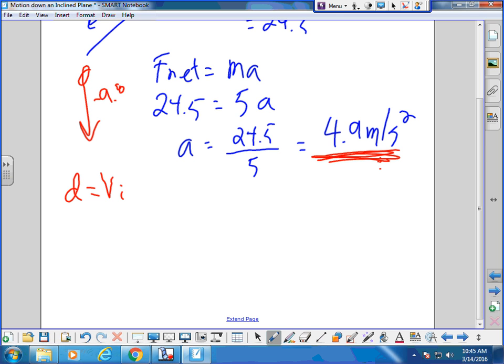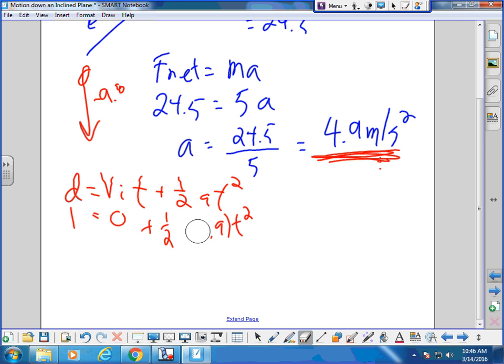D equals VIT plus 1/2 AT squared. We had so much fun in the first unit with this. Displacement is 1. What's the initial velocity? Did I say anything about that? What do you assume then? 0. Absolutely, assume it's 0. 0t, right? Okay, plus 1/2 acceleration, 4.9 t squared. It makes no difference, it really doesn't.